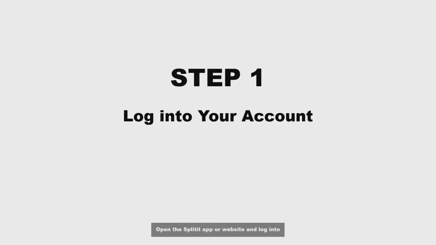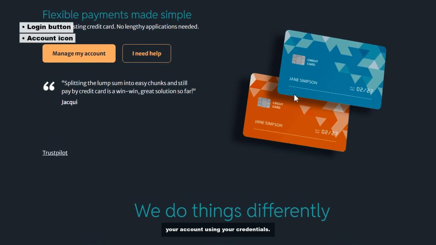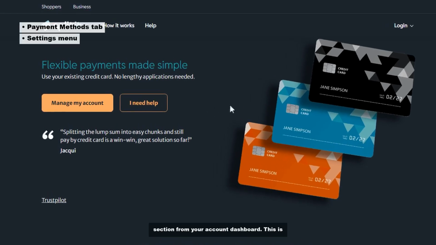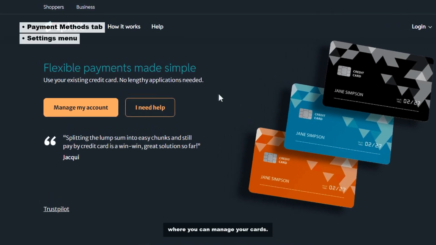Open the Splitit app or website and log into your account using your credentials. Step 2. Navigate to payment methods. Once logged in, go to the payment methods section from your account dashboard. This is where you can manage your cards.